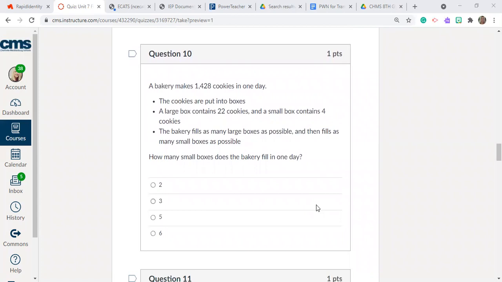Question number 10. A bakery makes 1,428 cookies in one day. The cookies are put into boxes. A large box contains 22 cookies, and a small box contains 4 cookies. The bakery first fills as many large boxes as possible, and then fills as many small boxes as possible. How many small boxes does the bakery fill in one day? So first you're going to have to figure out how many large boxes, and then figure out how many leftovers would go into the small boxes.